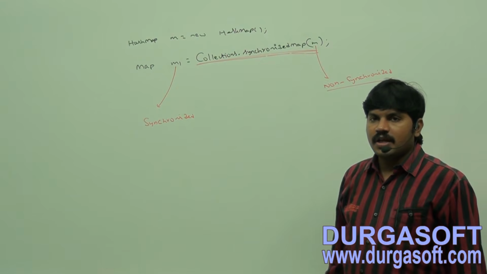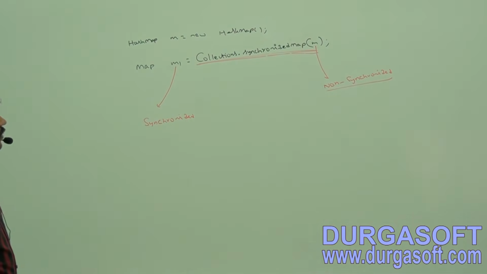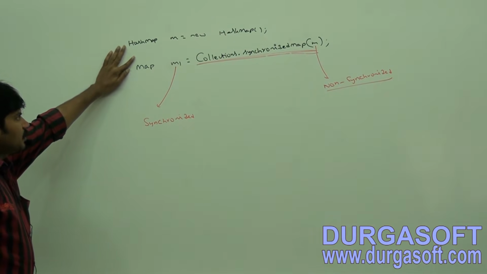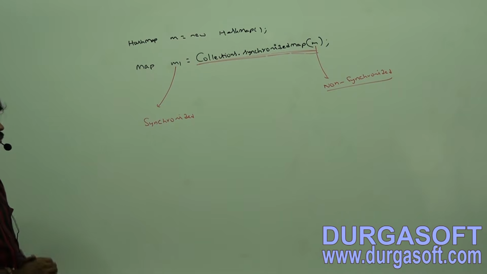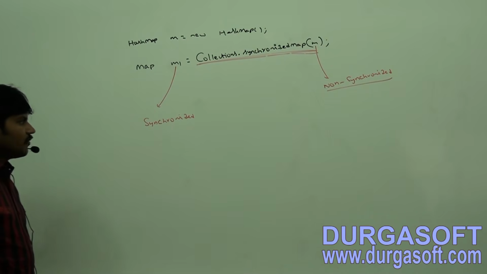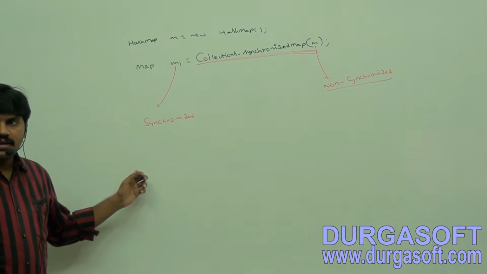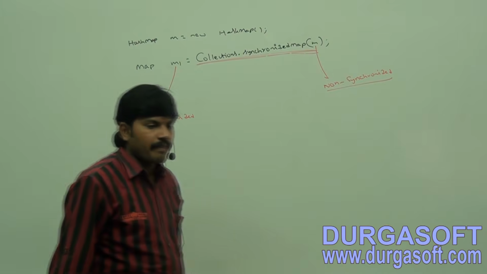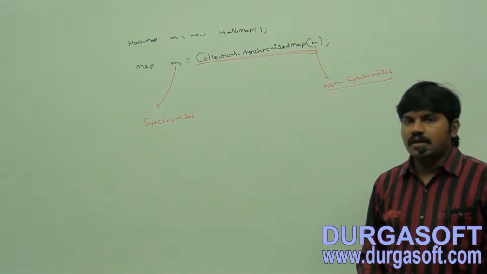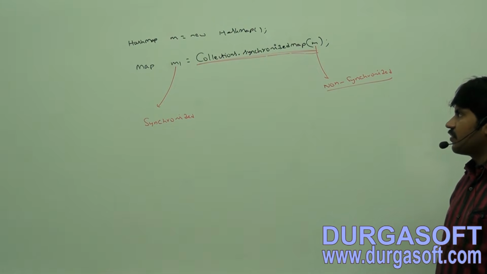HashMap m = new HashMap(). Next, Map m1 = Collections.synchronizedMap(m). So m1 is synchronized, m is non-synchronized. Can I complete it, right? Okay, that's all. Make sure you are aware of how to get synchronized version of HashMap object, right?